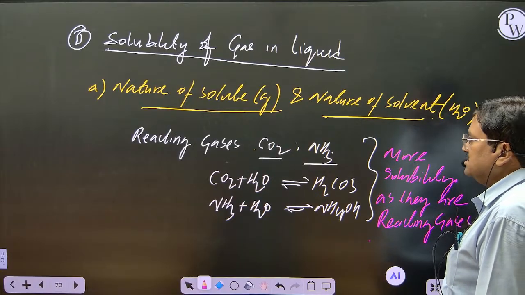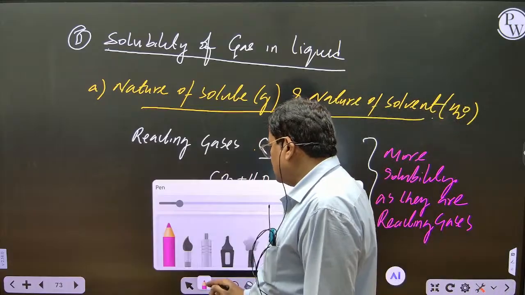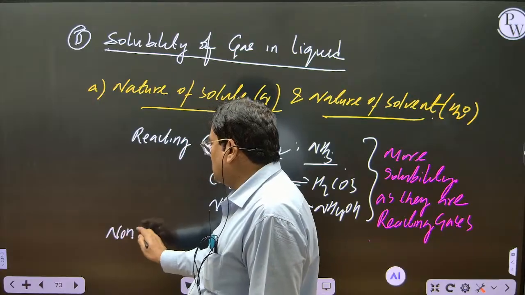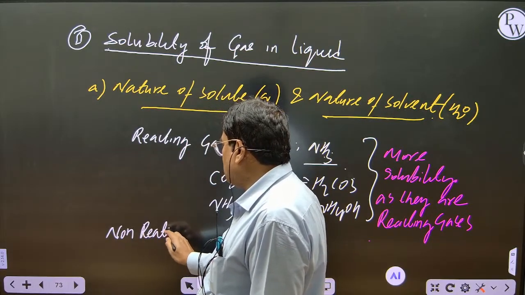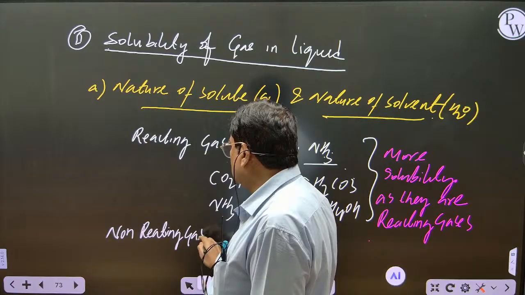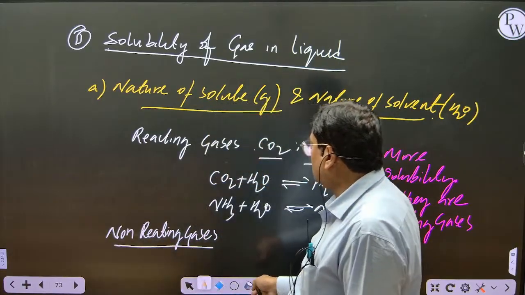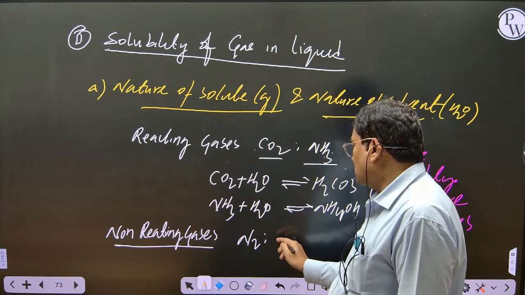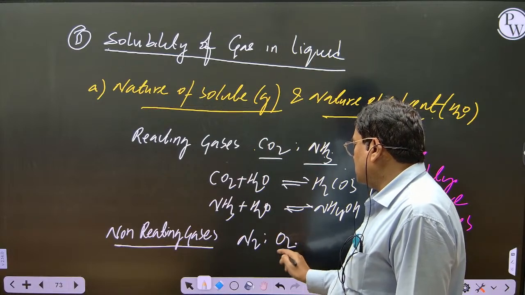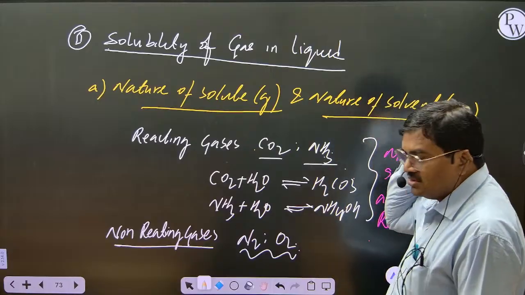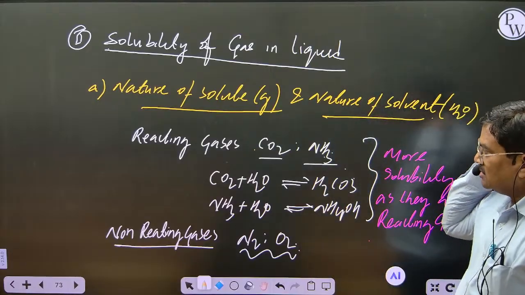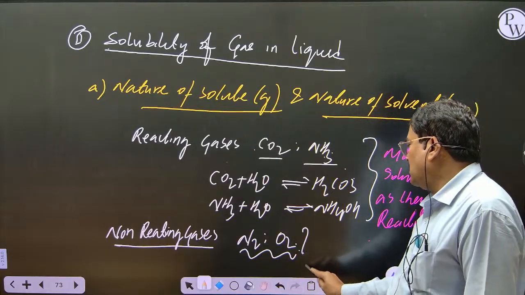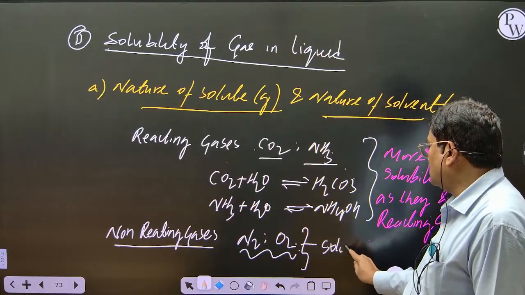Following? Now see, I am taking non-reacting gases. What are non-reacting gases? See, permanent gases. Non-reacting gases like N2, nitrogen gas, and what else? Oxygen gas. So these are all non-reacting gases. So non-reacting gases will have less solubility. Their solubility will be how? Less.